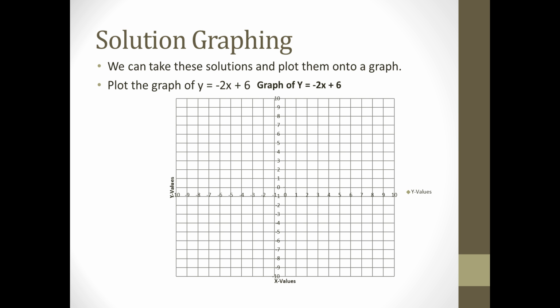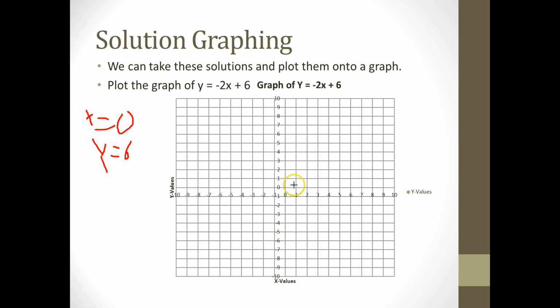We can take all of these solutions and plot them on a graph. Right here I'm going to plot a graph of y equals negative 2x plus 6. The easiest way to plot an equation like this is to plug in values for x and find various solutions. So let's plug in x equals 0. When x is equal to 0, we get that y is equal to negative 2 times 0 plus 6. So y is equal to 6.